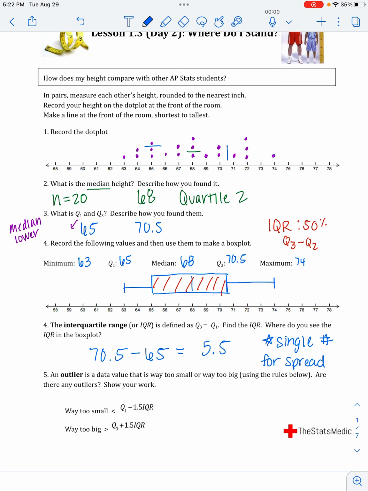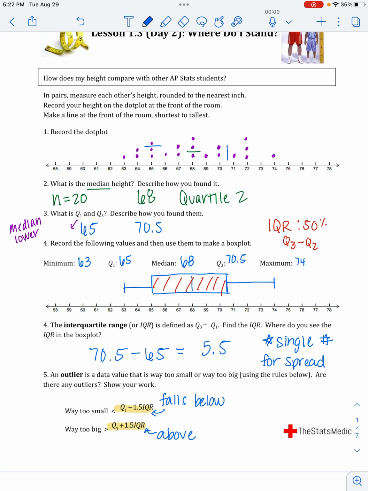So the way, it's a calculation. The calculations are written right here. We would take Q1 and subtract 1.5 times the IQR, and we would also take Q3 and add 1.5 times the IQR. If anything falls below the first number, it would be an outlier, or if it was above the second one, then that's an outlier.